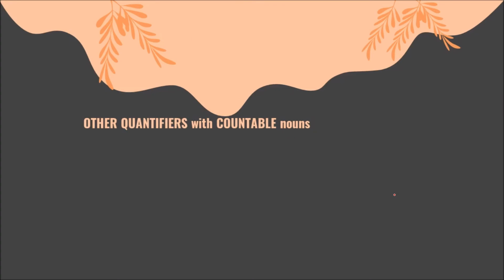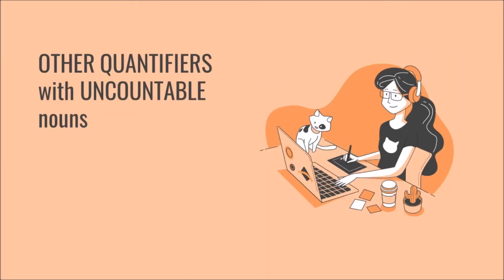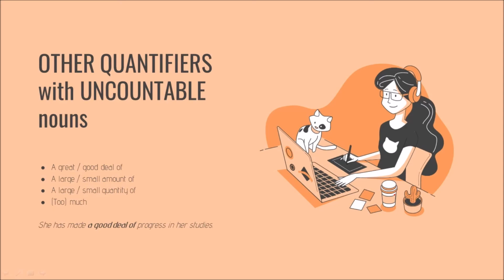There are other quantifiers that can be used with countable nouns, like a couple of, several, both, a large number of, or a great number of, etc. There were several people at the meeting. But also, we've got other quantifiers that can be used with uncountable nouns, like a great deal of, a small amount of, a large quantity of, too much, etc. She has made a good deal of progress in her studies.